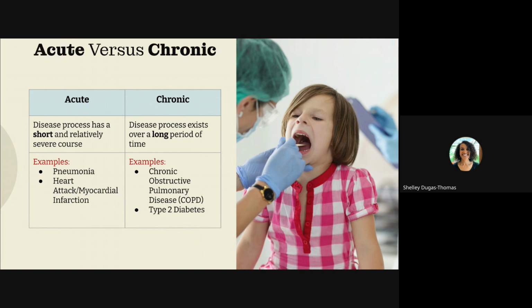We categorize disease processes by their timeline and severity. Acute means rapid onset, short duration, and often severe. Think of a sudden heart attack, medically termed myocardial infarction, or a sudden onset of pneumonia. Chronic is when the condition develops slowly and persists over a long period of time. Examples include COPD, or chronic obstructive pulmonary disease, and type 2 diabetes. These disease processes require long-term management.